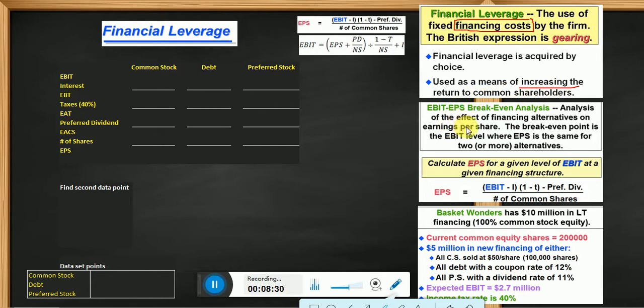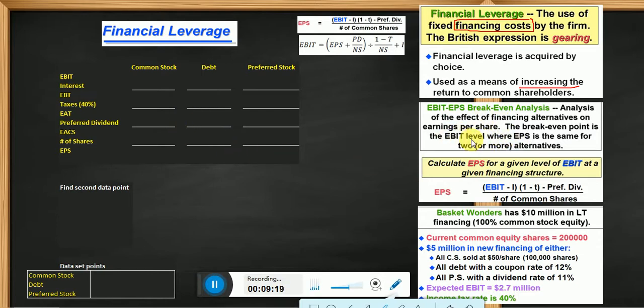Now in this lecture we are talking about EBIT-EPS break-even analysis. EBIT means earnings before interest and tax, and EPS means earnings per share. So what is the EBIT-EPS break-even analysis? That is the analysis of the effect of financing alternatives on earnings per share. The break-even point is the EBIT level where EPS is the same for two or more alternatives. This definition will be clear if I work through this exercise. Inshallah, I will make it clear for you.